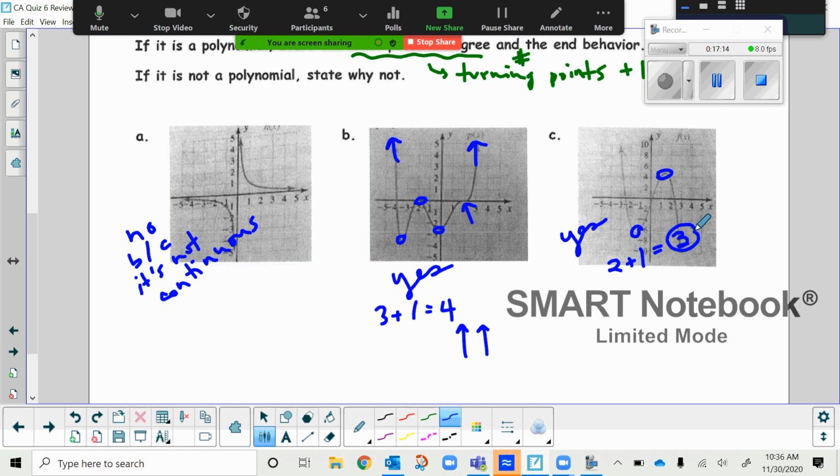And then it's just a general rule that we have. And then the end behavior, I kind of covered that. What's the left end behavior? What direction is it going on the left forever? Up. And on the right, what is it doing forever? Down. Okay, so up, down for its end behavior.